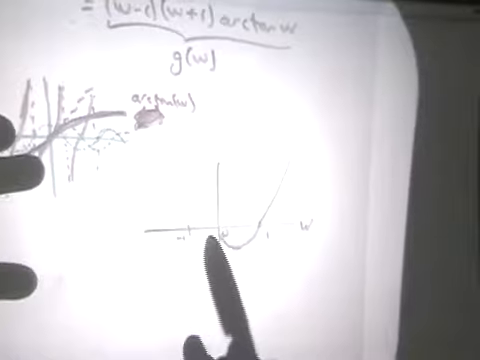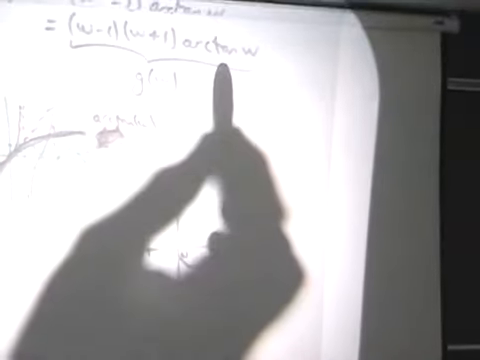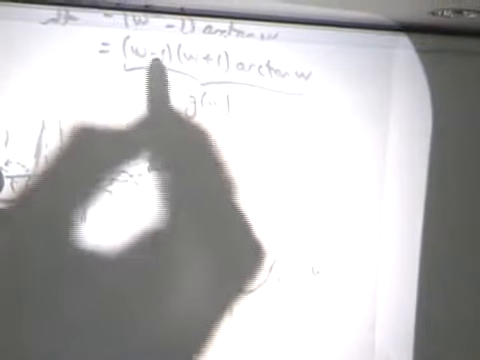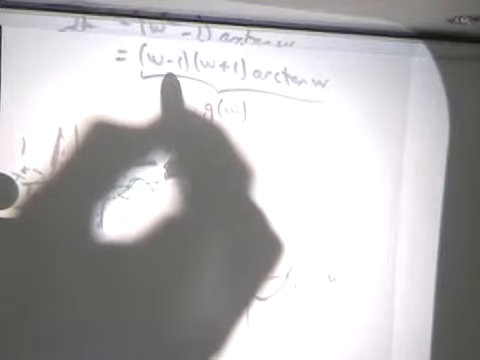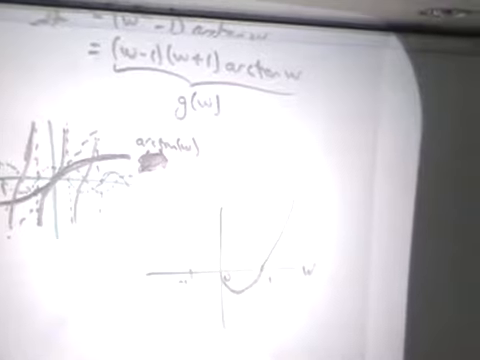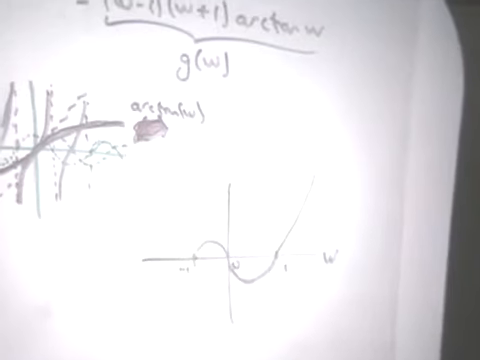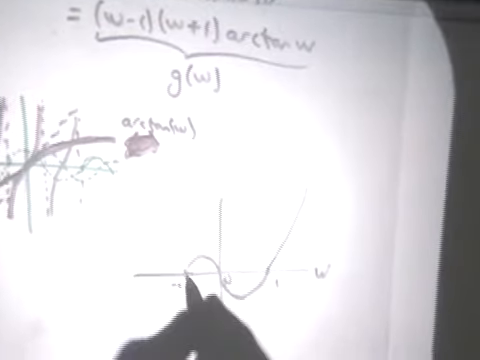When w is between -1 and 0, arctangent of w is negative. W plus 1 will be positive. W minus 1 will be negative. Negative times positive times negative is positive. The product is positive. So our graph is positive over there. And finally, when w is less than -1, all three of these factors are negative, so the product is negative. So we get something that looks like a cubic.